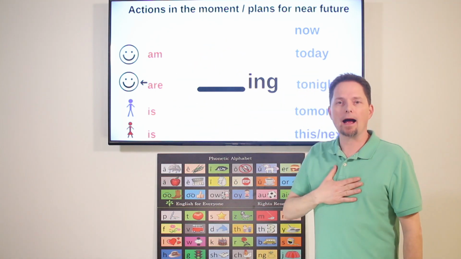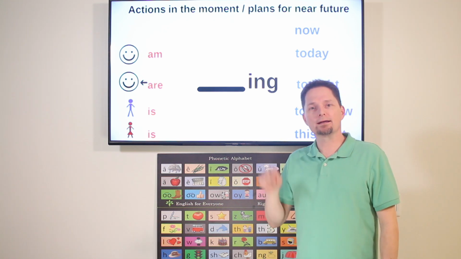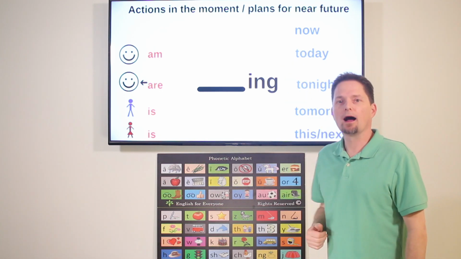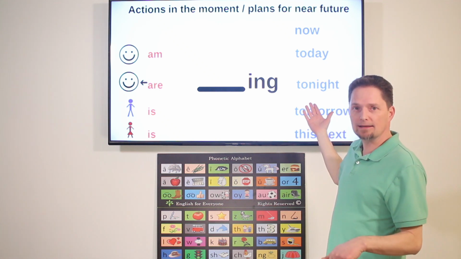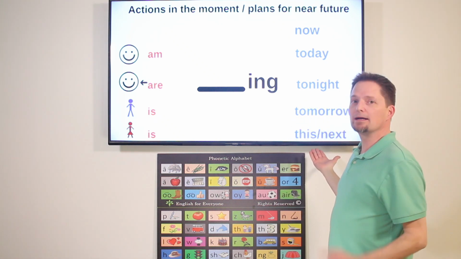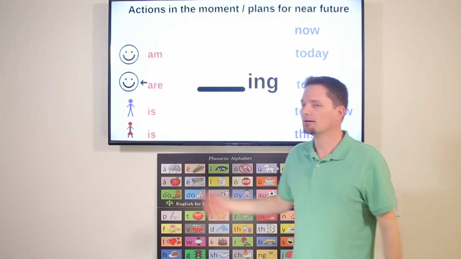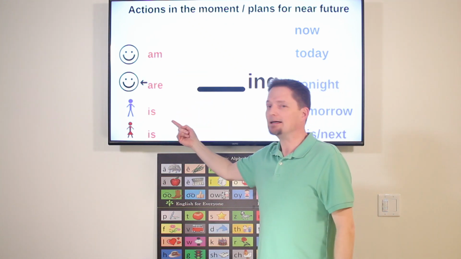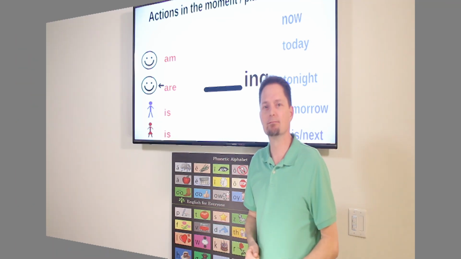Now, I am working now. I'm working now. Plans for the future. I'm working today. I'm working tonight. I'm working tomorrow. And I'm working this week. I'm working next week. Continuous action with I am, you are working, he is working, and she is working.